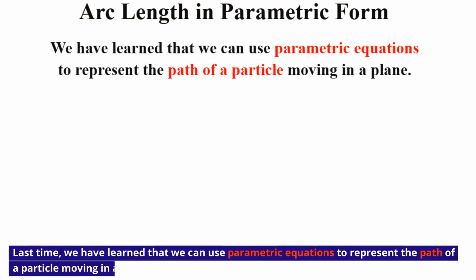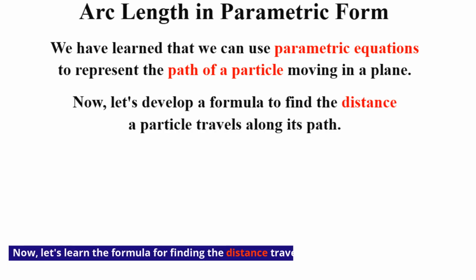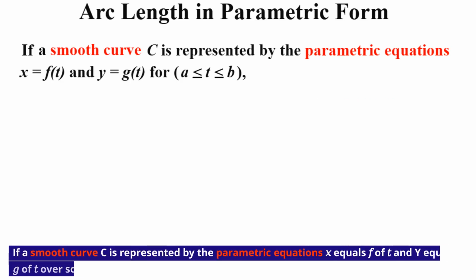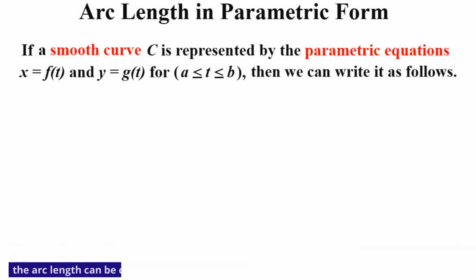Last time, we have learned that we can use parametric equations to represent the path of a particle moving in a plane. Now, let's learn the formula for finding the distance traveled by the particle along the path. If a smooth curve C is represented by the parametric equations x equals f of t and y equals g of t over some interval, the arc length can be calculated as follows.